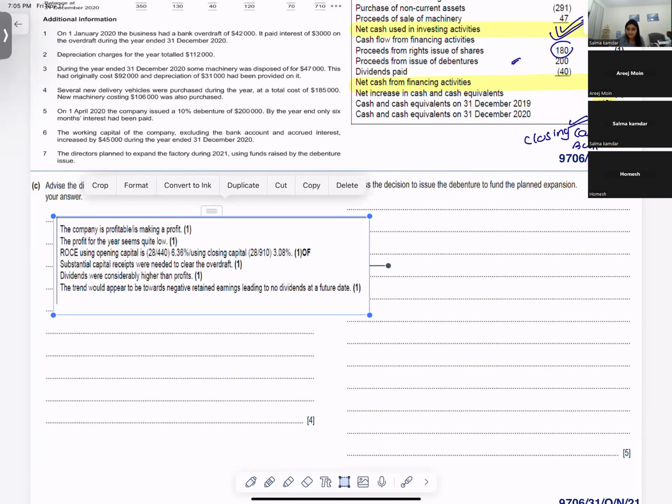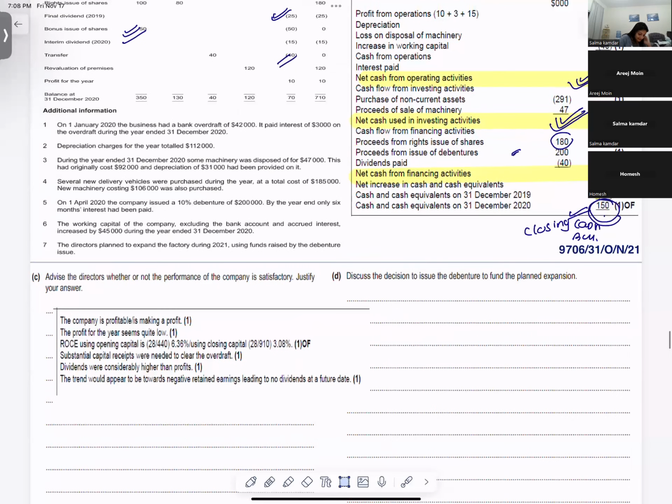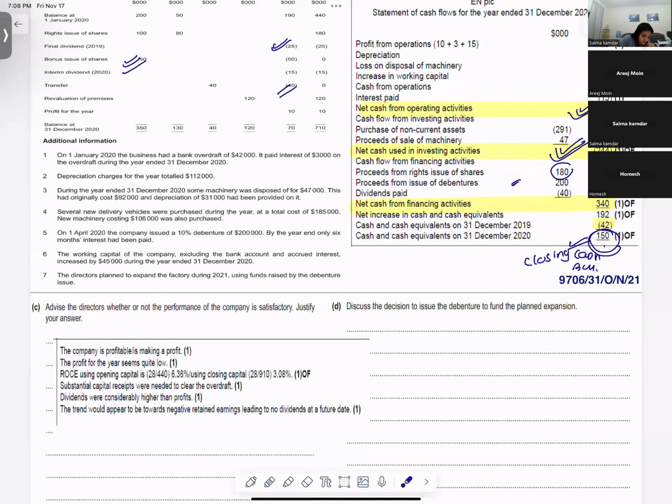Alright, miss. Write the answer. Discuss the decision to issue debentures to fund the planned expansion. Come on, tell me. You have issued debentures of how much? 200,000. And you've issued these debentures to expand the factory during 2021. So you have to discuss the decision to issue debentures.